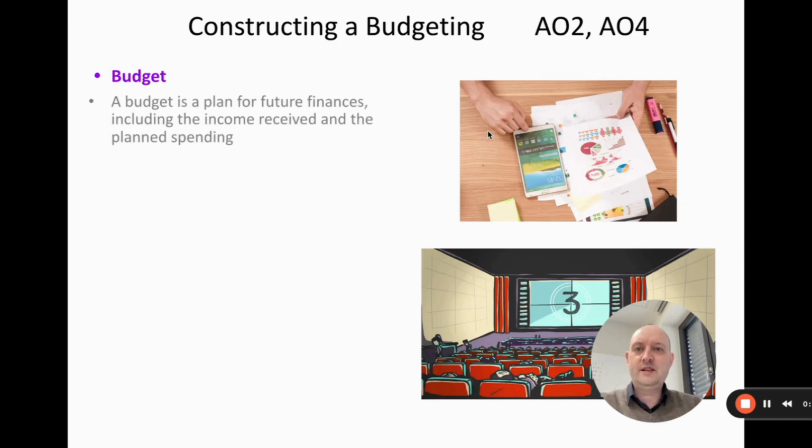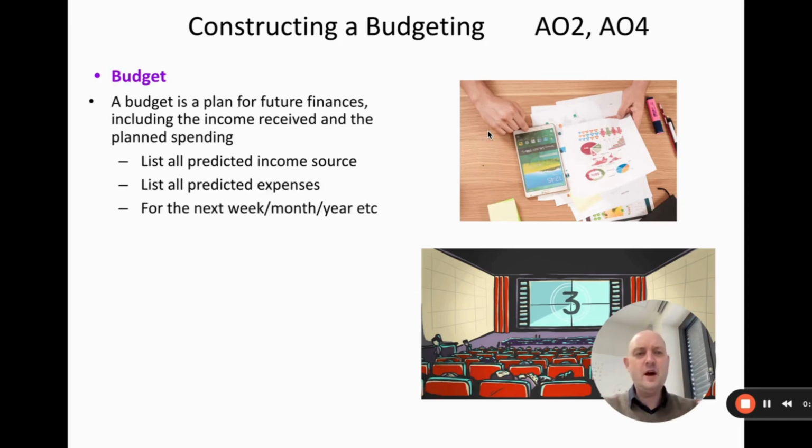So firstly, what is a budget? Well, a budget, you might have used these in your life already. I certainly used them in my life. It's a plan for future finances, and we look at income received and planned spending. So I'm going to show you how to do one in a minute. But basically, we're going to list all predicted income sources. We're going to list all predicted expenses, and we can do this for some time period, whether that's a week, a month, or a year.